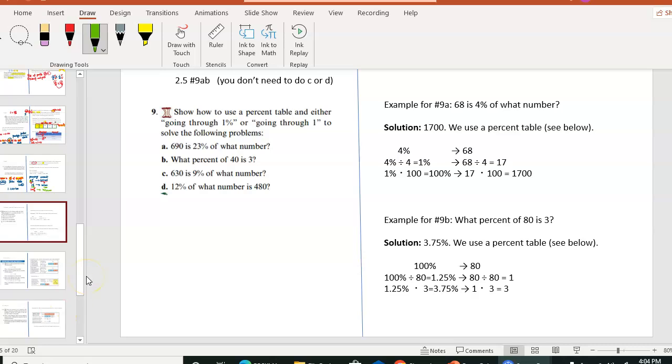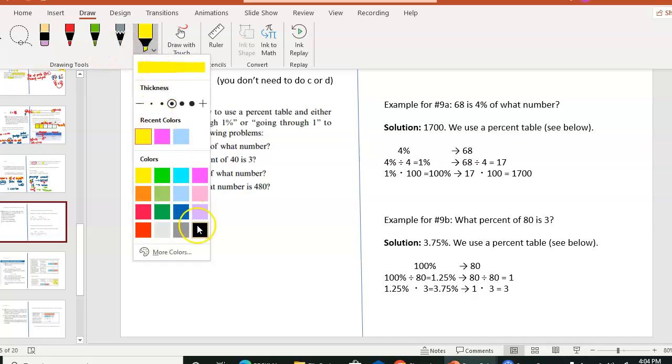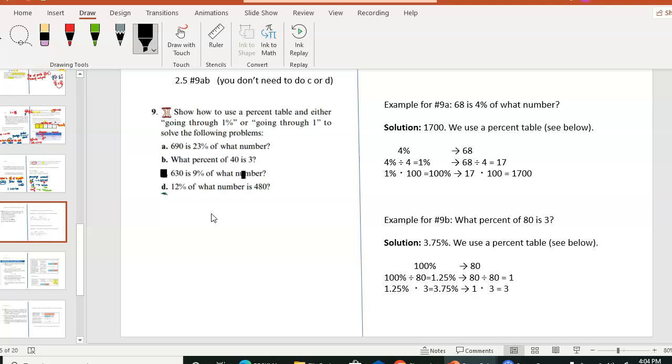Section 2.5, homework number 9, part A and B. So you don't need to do C or D. Okay, and show how to use a percent table and either going through 1% or going through 1.